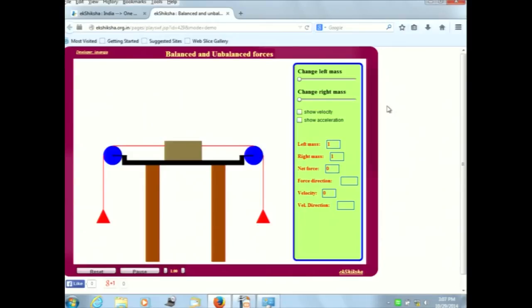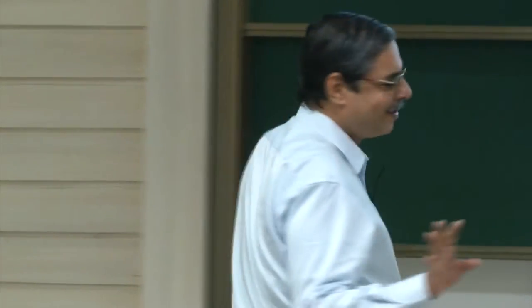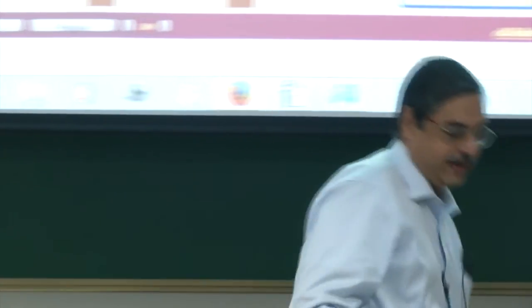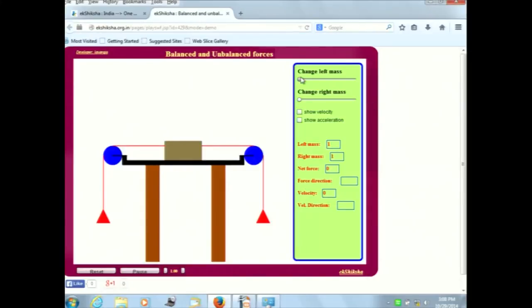So if you go there, there will be an activity which says take this, put a block on the table, push it and see that it moves. If you push it from both sides, if this side pushes more and that side pushes less, there's some content. So this activity allows me to do this. I can change the left mass. I can show velocity, show acceleration. See, it has started moving.